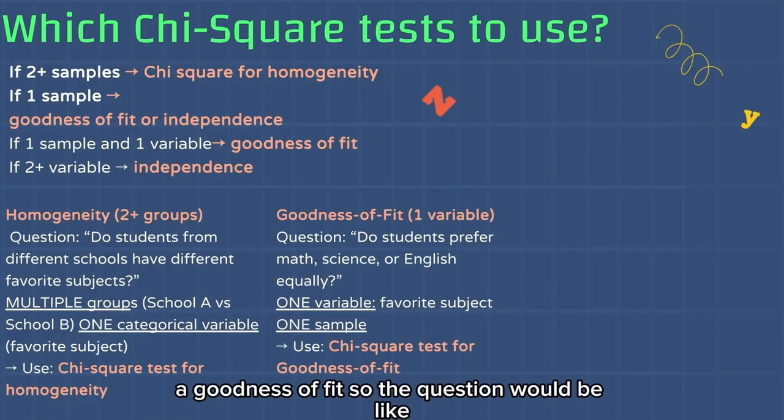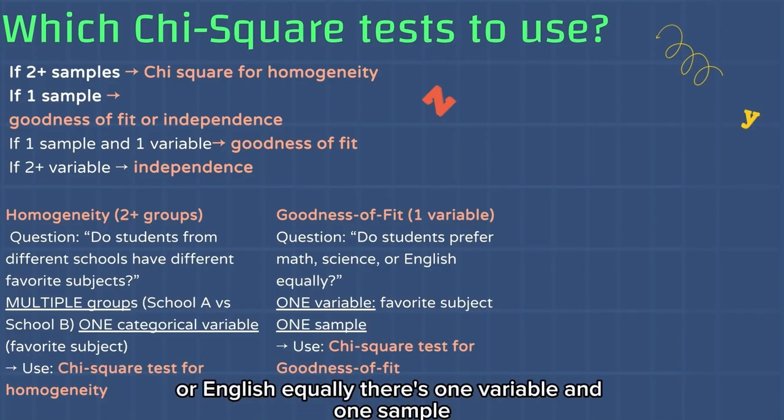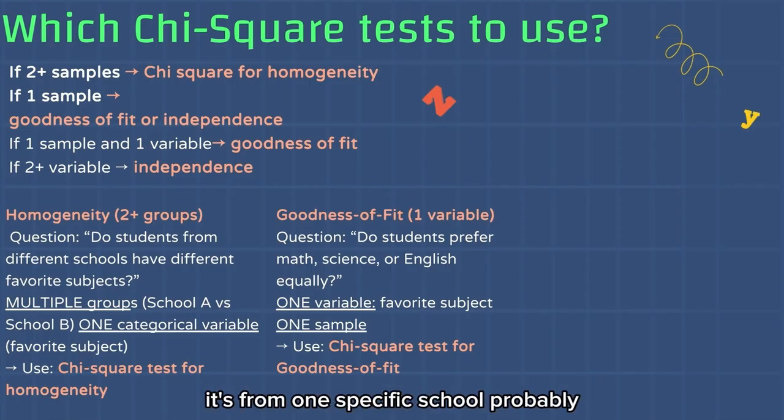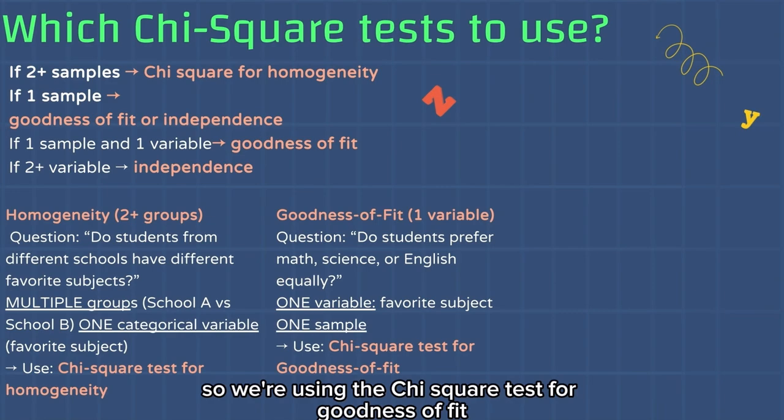For goodness of fit, the question would be like, do students prefer math, science, or English equally? There's one variable and one sample. It's from one specific school probably. And then one variable, which is just favorite subject. So we're using the chi-square test for goodness of fit.